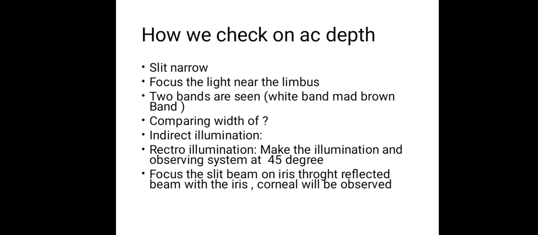Next, retro illumination: the illumination and the observer are kept at 45 degrees, and the slit beam is focused on the iris through the reflected beam from the iris. The cornea will be observed, so this will be indirect.